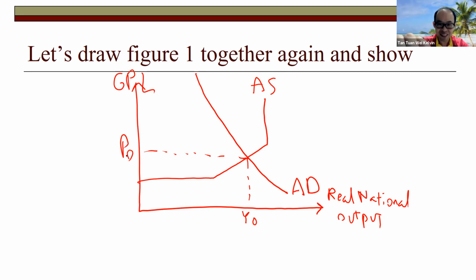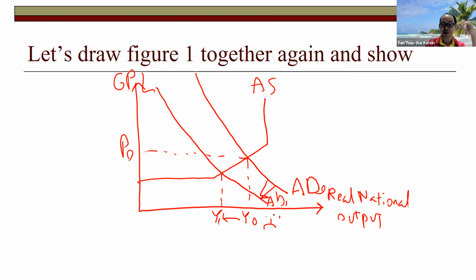So you can see, as I said, when AD shifts to the left, from AD0 to AD1, can all of you see that the real national output or the real national income has fallen? So that is bad. So I'll often put a frowny face here. When there's a fall in the real national output, that is bad. But the semi-good thing, as you can see in the graph, is that there's a slight fall in the general price level. So under normal circumstances, this might be good. Let me put a smiley face.